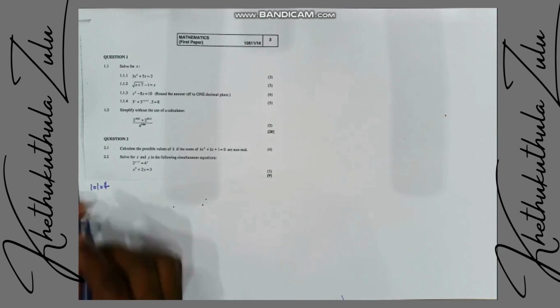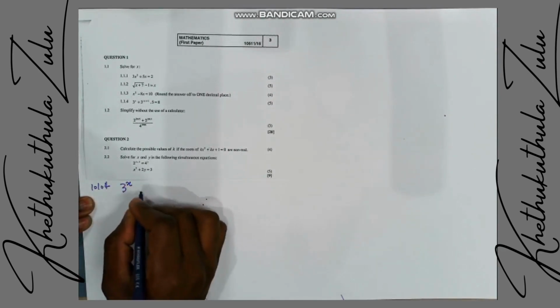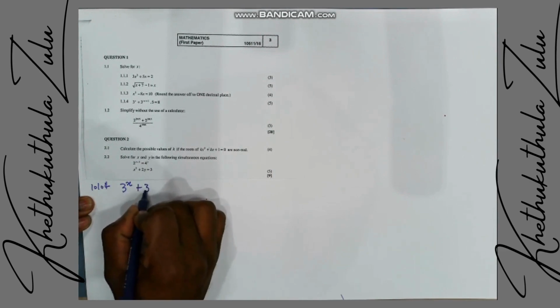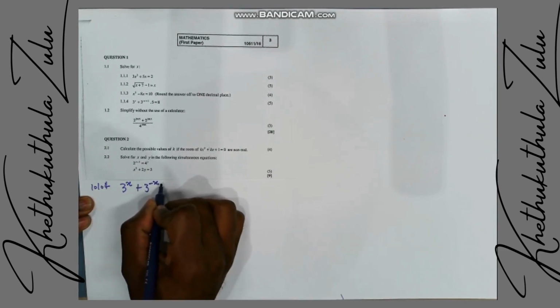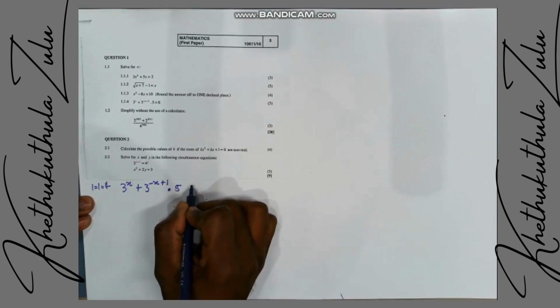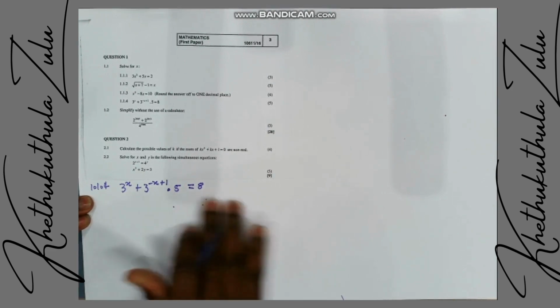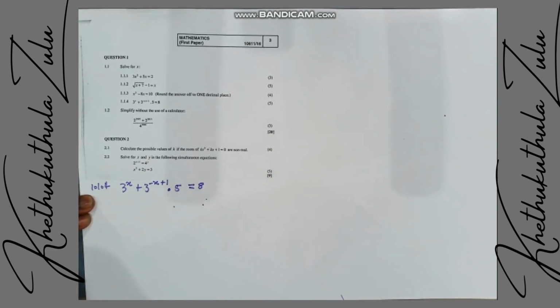Continuing with 1.1.4, where we have 3 to the x plus 3 to the negative x plus 1, then times 5 is equal to 8. Then from this one, solving for x, it's a question from grade 11, where you solve for x by exponents.